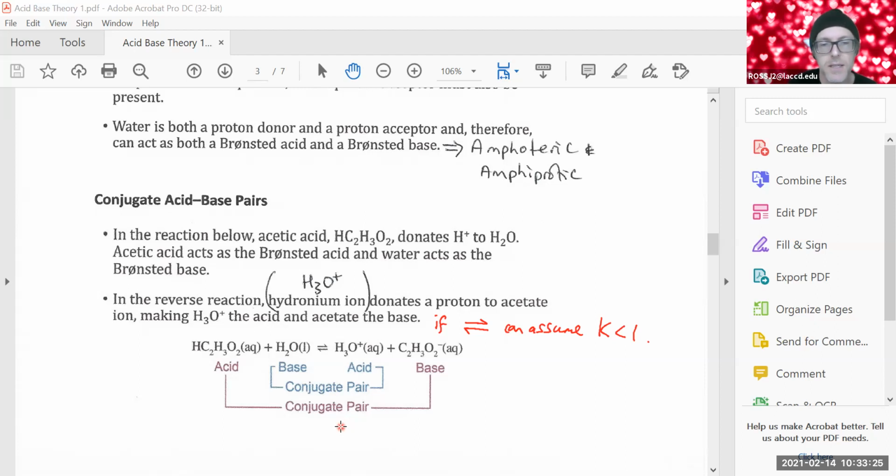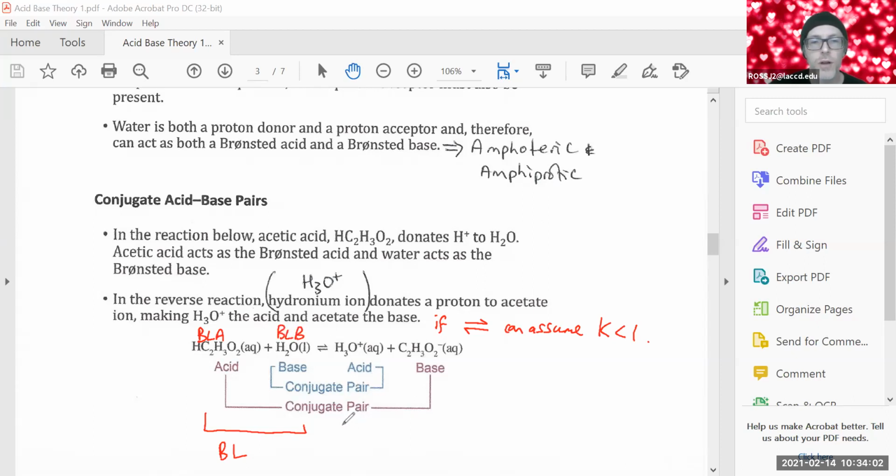So if I say acid, it's not clear which one I mean. Do I mean acetic acid, far left, or do I mean hydronium, second most far right? Or if I say base, do I mean water or acetate? So by definition, if you are a reactant, you give the prefix Bronsted-Lowry. So this is the Bronsted-Lowry acid, I'm going to abbreviate BLA. This, therefore, is the Bronsted-Lowry base.